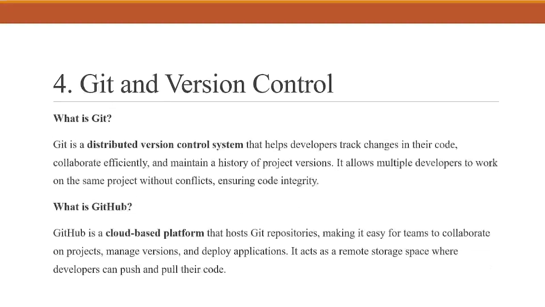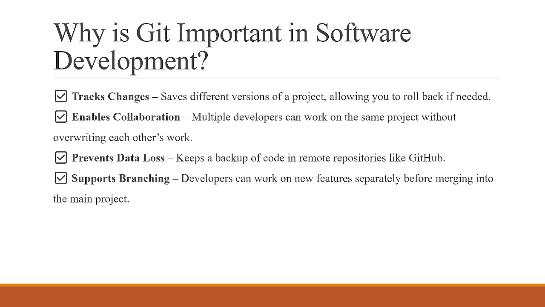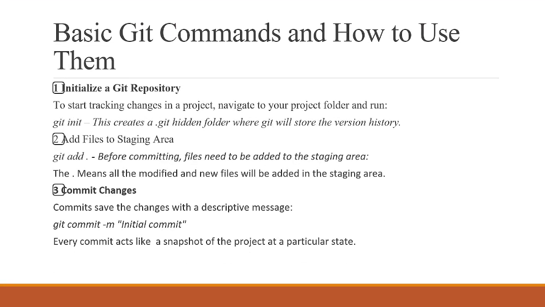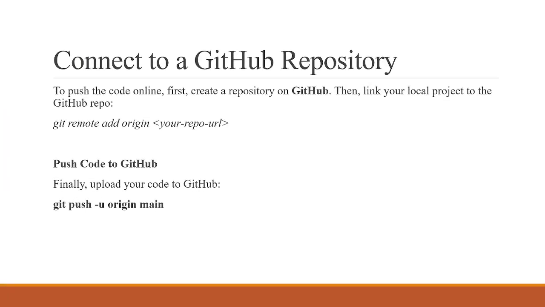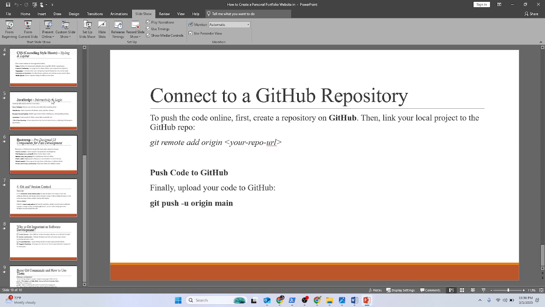And then we're also going to look at Git and version control and learn what Git and GitHub is. Then we'll also learn why Git is important in software development. Then we'll also learn the basic Git commands and how we use them in our software development process. Finally, learn how to connect our Git repository, and that will mark the end of that short presentation before we begin the actual development of our portfolio website.